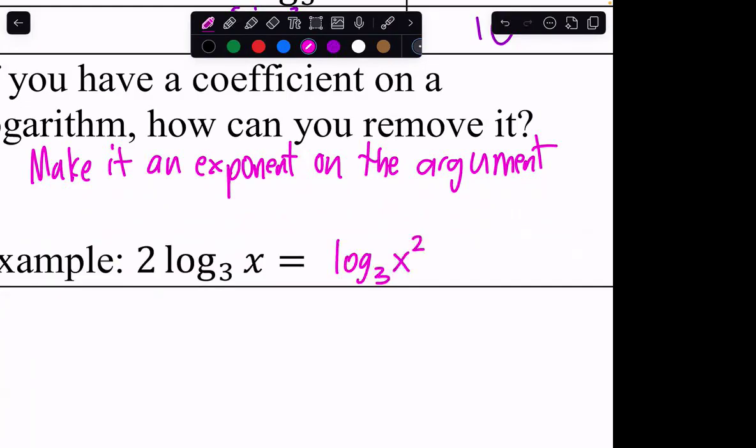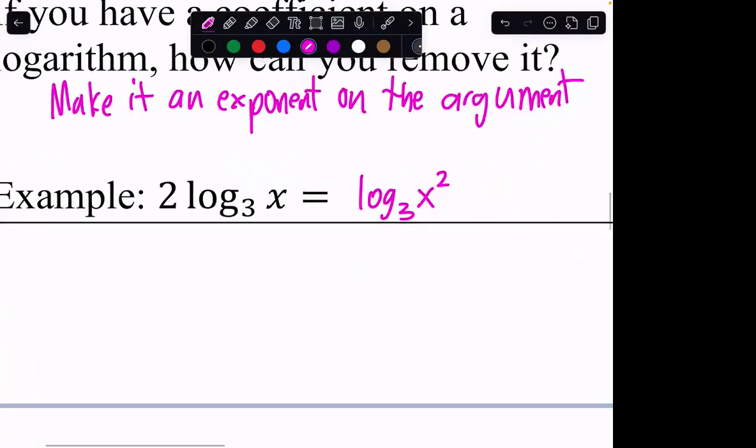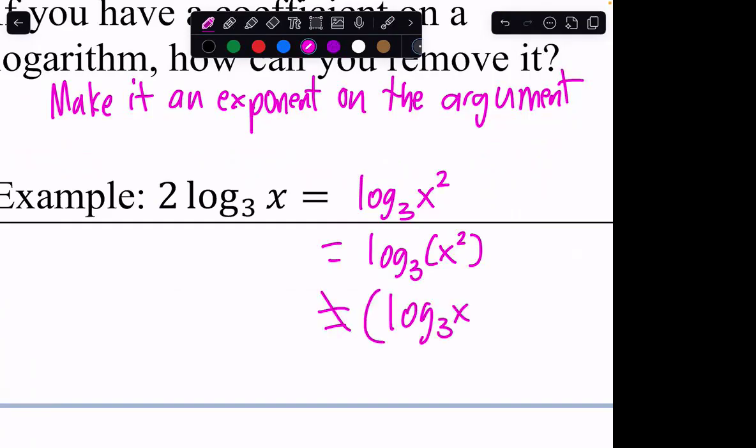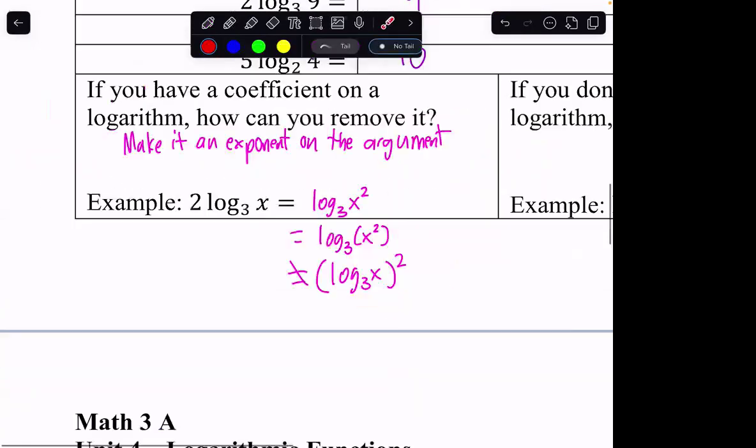Okay, so here's something I want to make sure you guys are aware of. Even if you found the pattern earlier, please pay attention to this part. So this notation means only the argument is getting squared. It does not mean this. You are not squaring the whole logarithm. You are only squaring the argument. Okay, these are different. So this is not correct. So please be aware of that.